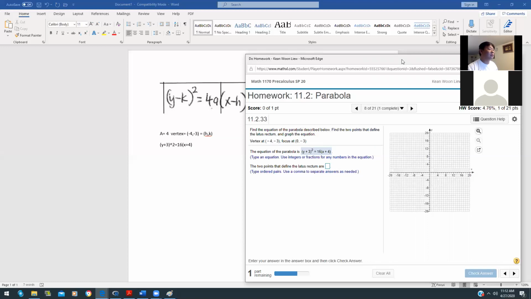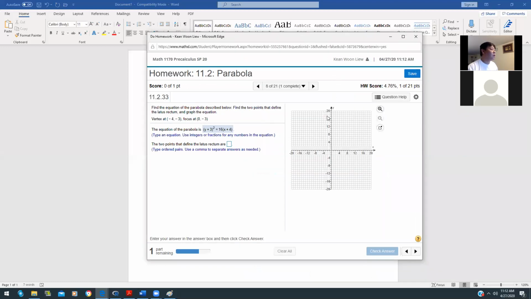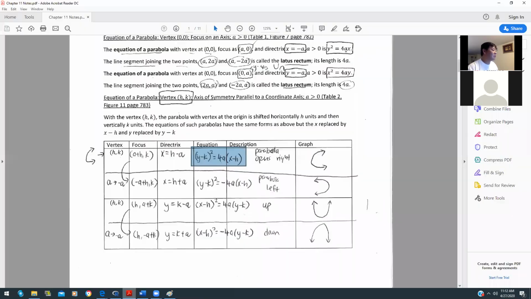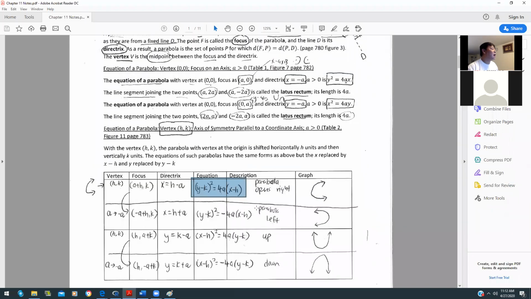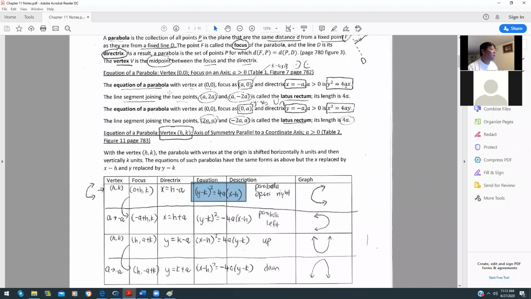Then graphing. This is the part that we have to graph: the 2 points that define the latus rectum. So now we figure out what the latus rectum is here. The length of the latus rectum is the length between 2 points, from A to A. So that is the latus rectum in this case.